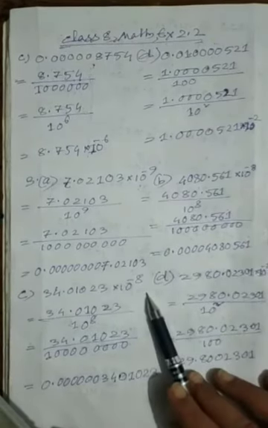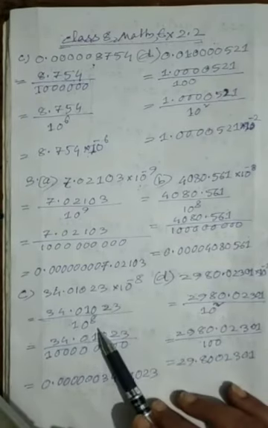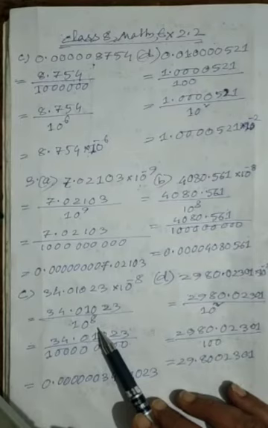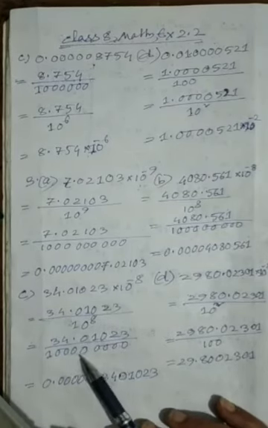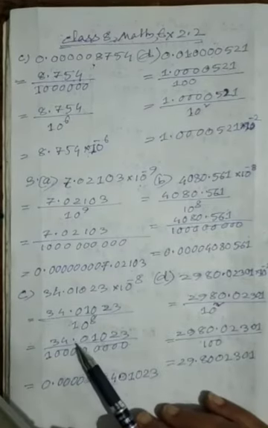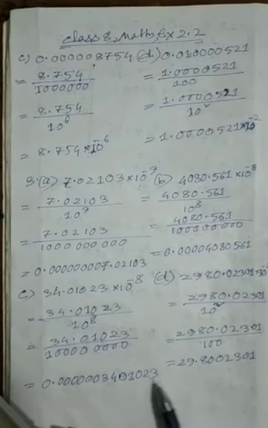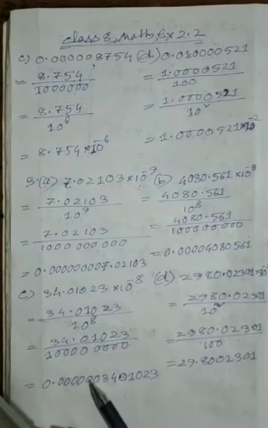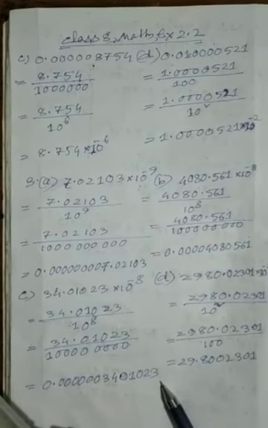Now this one you see. This number I have written here, and 10 to the power minus 8. So go to 10 to the power plus 8 down. So 8 means how many zeros? 8 zeros. So the point will go 8 digits from here. So 1 2 3 4 5 6 7 8. So this is the answer in usual form.